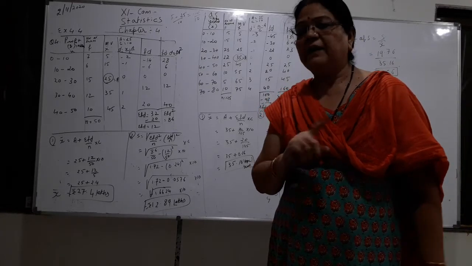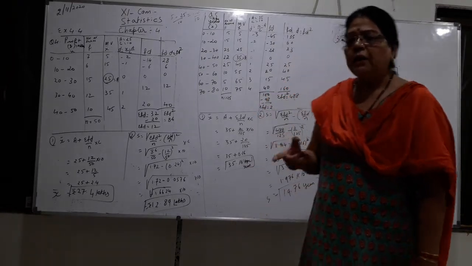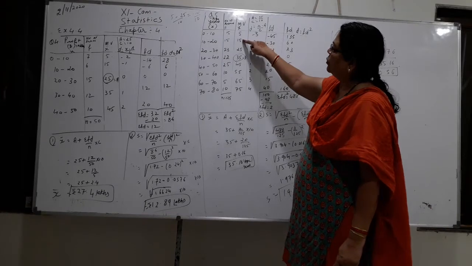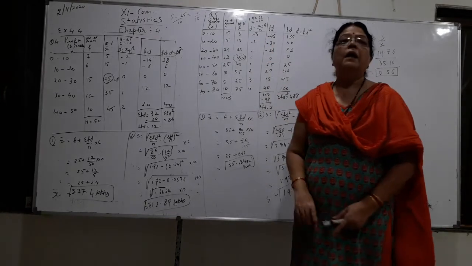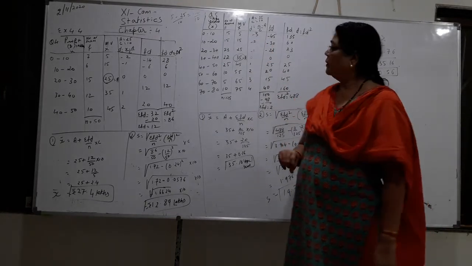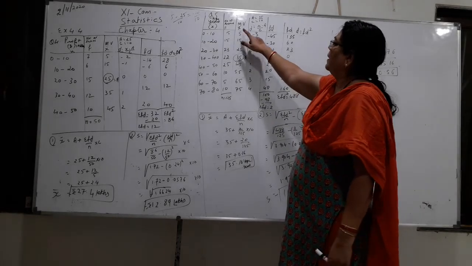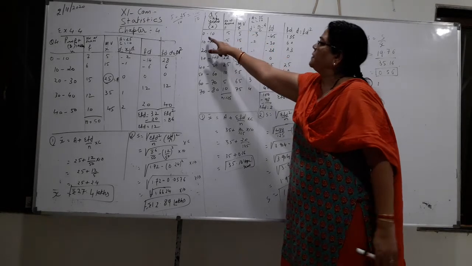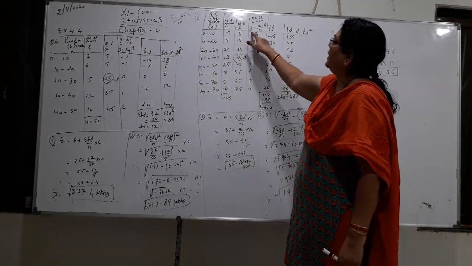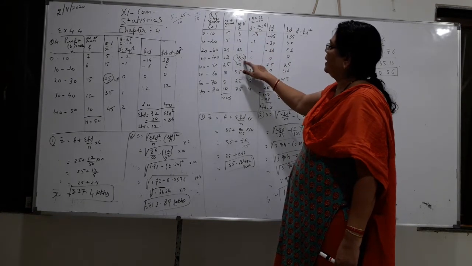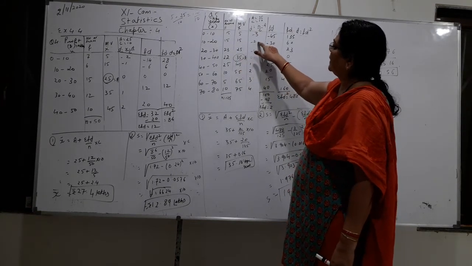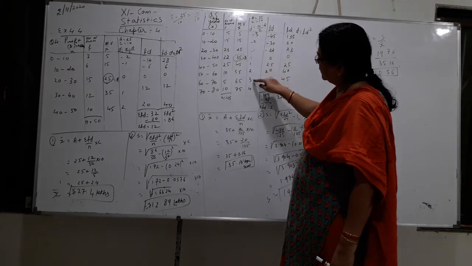Because we know when the class interval is equal, only mid value of 1 you find out, 2 you find out, and then you can write at the difference of 10. Okay. Then this is MV matlab x. X matlab mid value of this. Then D, assume 35 mean. So either 0, minus 1, minus 2, minus 3. Here 1, 2, 3, 4.